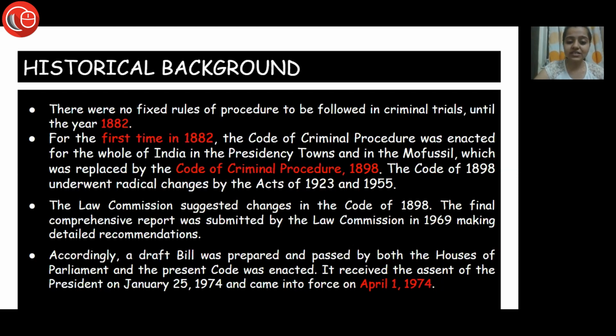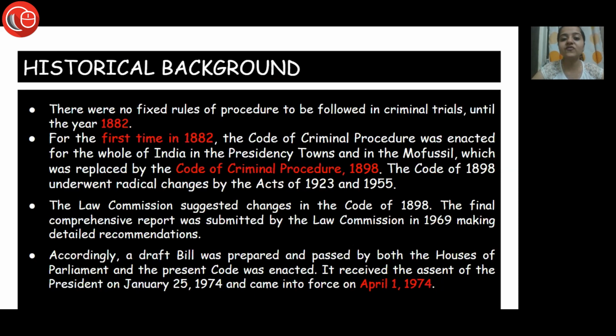The Law Commission suggested changes in the Code of 1898 because of the loopholes and various limitations found in the Act of 1898. The Law Commission suggested the changes because it was very lengthy and the procedure was in a haphazard manner. So, to cover those loopholes, the Law Commission suggested changes in the Code of 1898. The final comprehensive report was submitted by the Law Commission in 1969, making detailed recommendations. Accordingly, a draft bill was prepared and passed by both houses of Parliament, and the present code was enacted. It received the assent of the President on January 25th, 1974 and came into force on 1st April 1974.